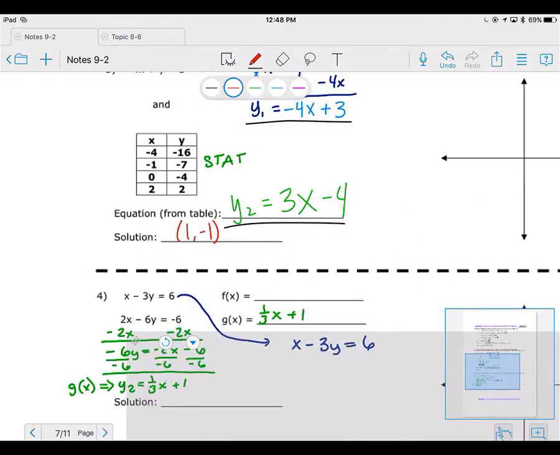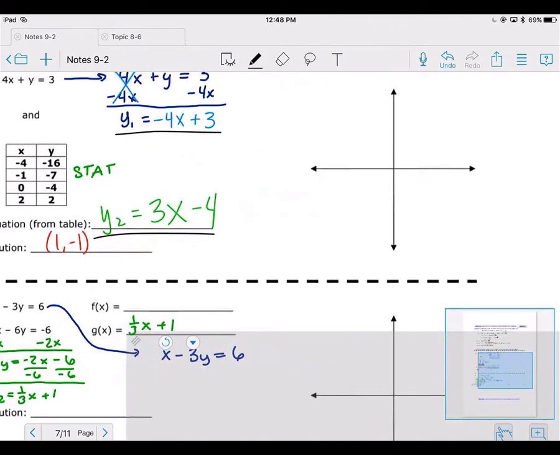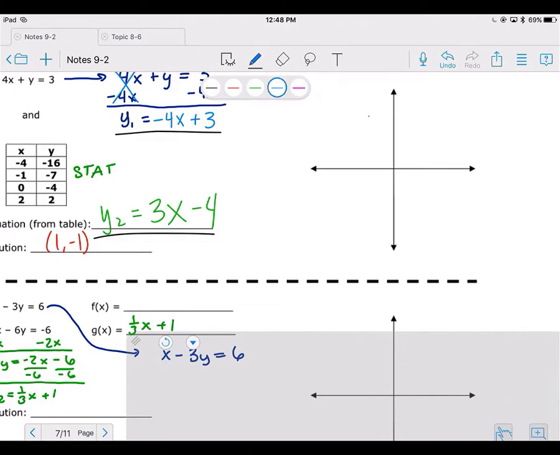And I can draw just kind of a rough graph. y1 starts positive and goes negative. y2 starts at a negative and goes positive. And they cross at 1, -1.